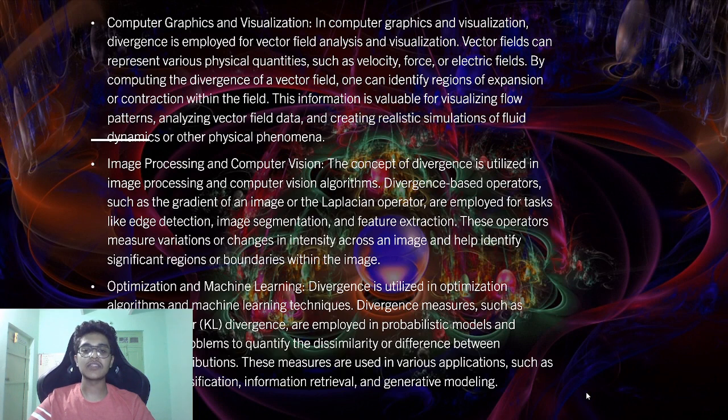The next point being optimization and machine learning. Divergence is utilized in optimization algorithms and machine learning techniques. Divergence measures such as the KL divergence are employed in probabilistic models and optimization problems to quantify the dissimilarity, or rather the difference, between probability distributions. These measures are used in various applications such as clustering, classification, information retrieval, and generative modeling.